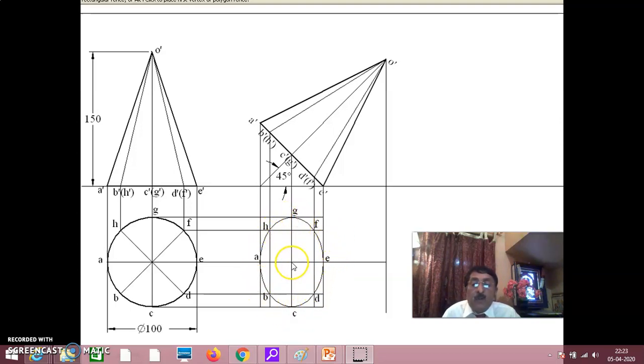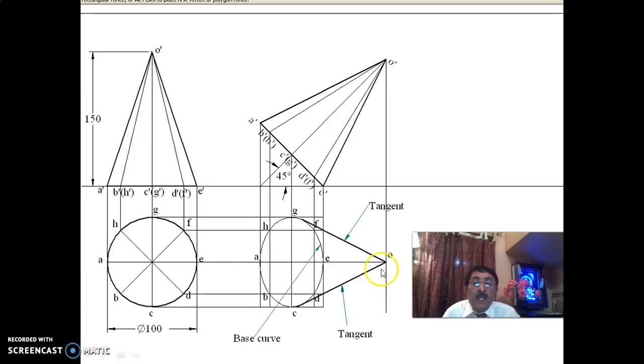That means you start from O, take the ellipse option, click the center here, then go either here or here for the major axis, click here and go here or here for the minor axis and you get directly the ellipse. Ellipse initially you make it light, don't darken it. And now you see here, this is the point of apex. From the point of apex, draw two tangents to this ellipse, dark. Directly darken the tangents, this tangent and this tangent, dark.